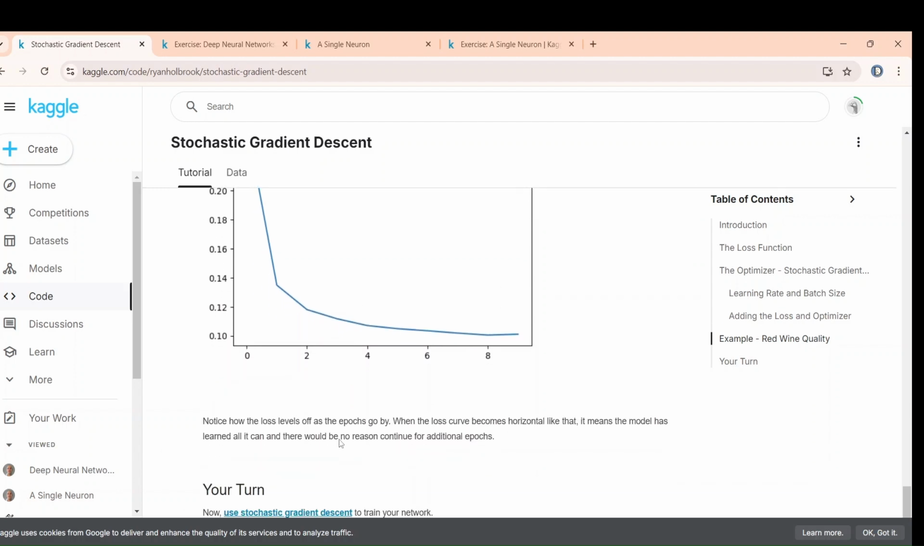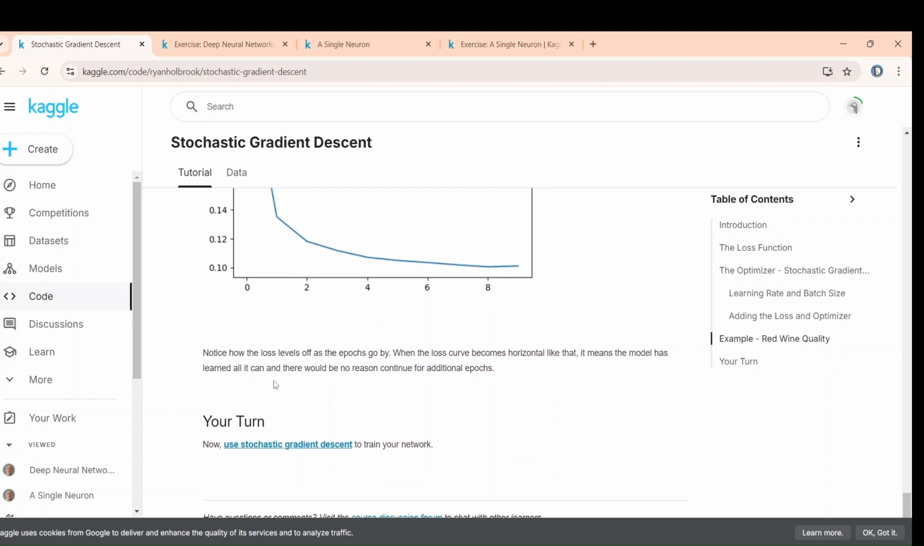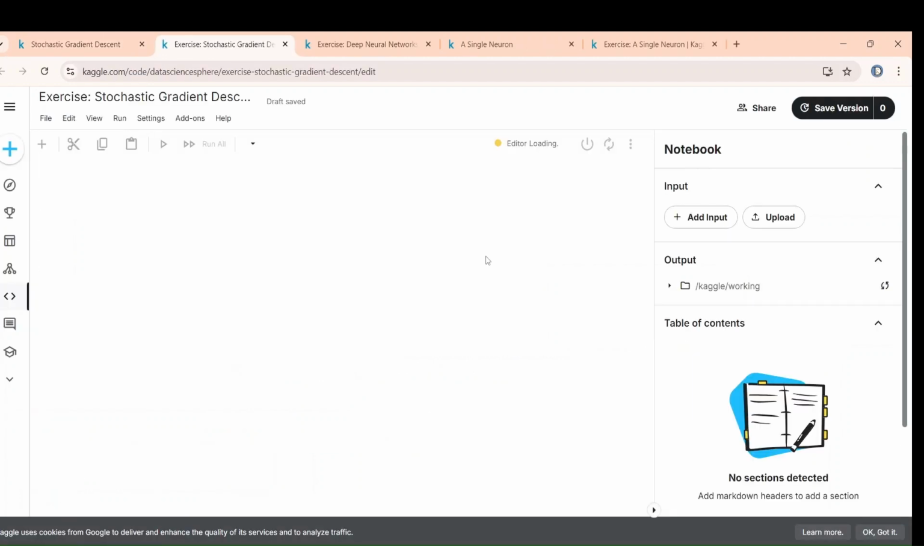Okay. So you created your network, you applied a loss function, you applied an optimizer, and you have reached here. Okay. So notice how as epochs go by, loss curves become horizontal like that. It means the model has learned all it can, and there would be no reason to continue for additional epochs. Okay, fine. Now let's do the exercise.